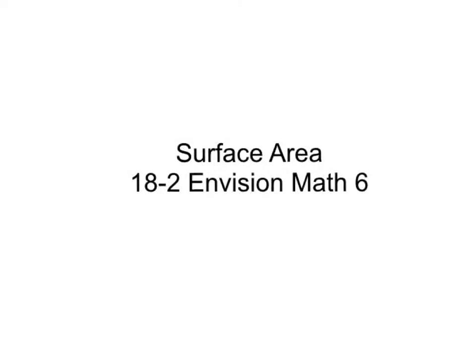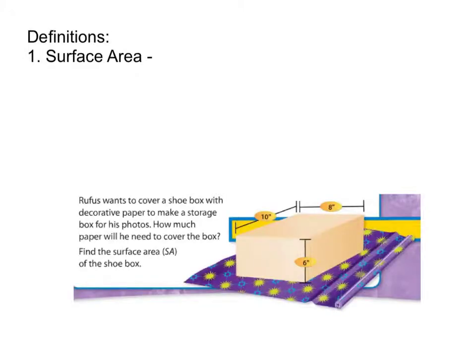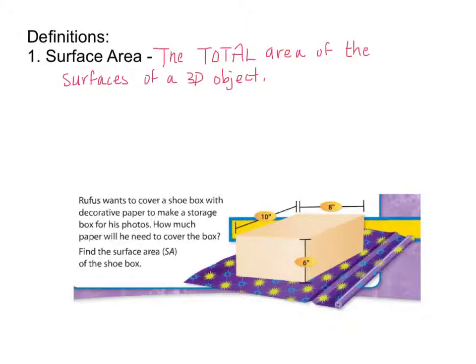Surface area. Topic 18-2 from Envision Math 6. First, we need to define what it means for the surface area of an object. It is the total area of the surfaces of the 3D object. So if you're looking at this box here, we are talking about the bottom, the top, and every side going around the object.